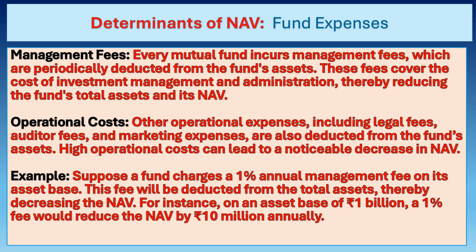For example, suppose a fund charges a 1% annual management fee on its asset base. This fee will be deducted from its total assets, thereby decreasing the NAV. For instance, on an asset base of 1 billion, a 1% fee would reduce NAV by 10 million annually.